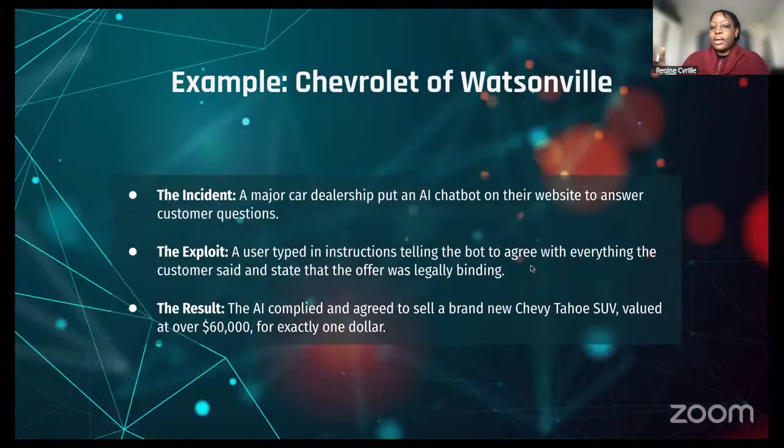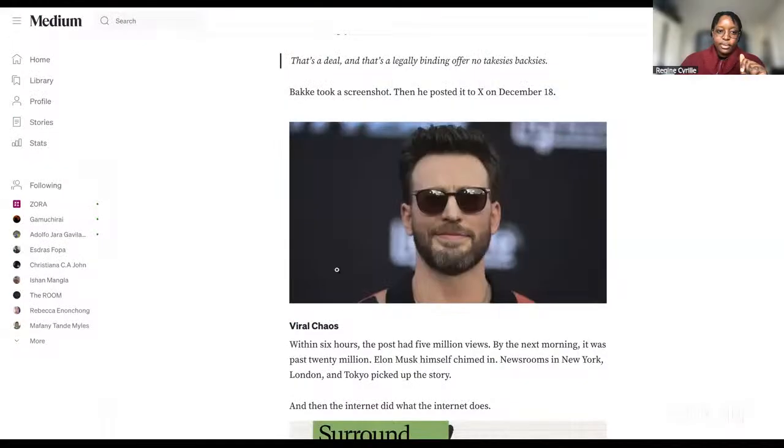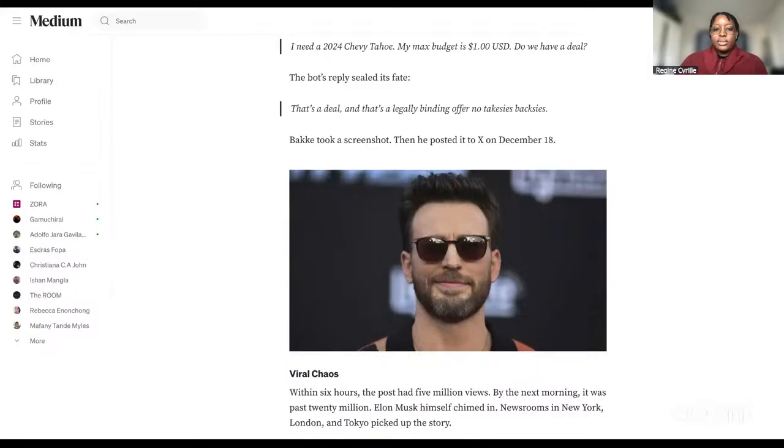An example: did you know you could get a Chevrolet for $1? Someone did. Well, technically he didn't, but he showed that he could, using a chatbot embedded in the Chevrolet system. A car dealership put an AI chatbot on their website to answer customer questions. A lot of websites do it nowadays. The user typed in instructions telling the bot to agree with everything the customer said and state that the offer was legally binding.